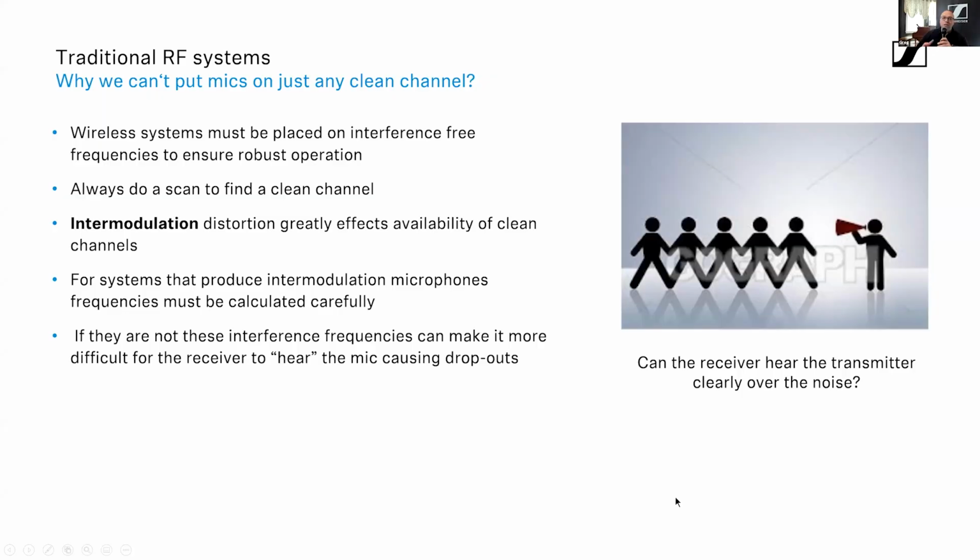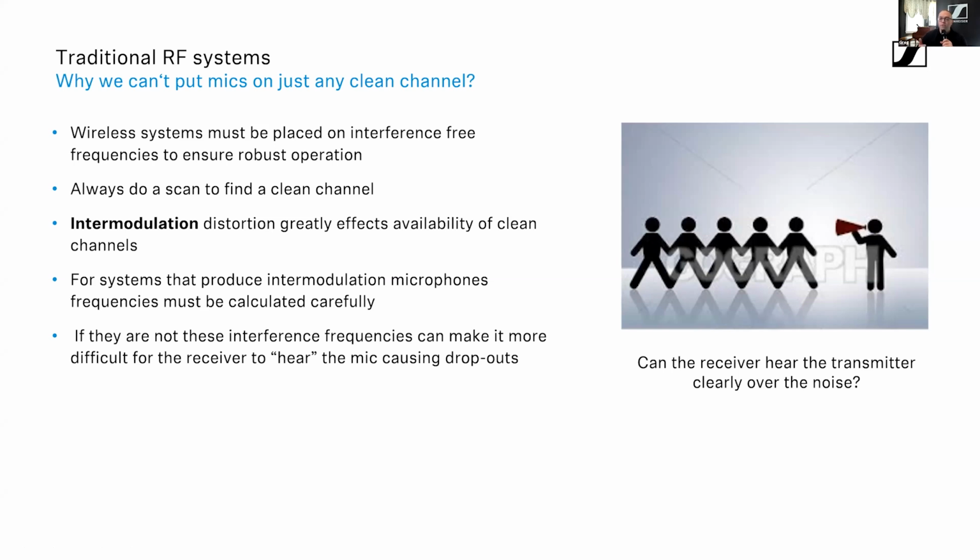So let's talk a little bit about traditional RF systems, right? In order to know what Evolution Wireless Digital is doing that's so unique, we've got to talk a little bit about what standard systems do. The first thing that we always talk about with wireless microphones is why can't we just put them on any frequency or any channel that we want? And a lot of that has to do with interference. So we want to make sure that a wireless microphone is placed on an interference-free channel, and that way it ensures that it will operate properly.